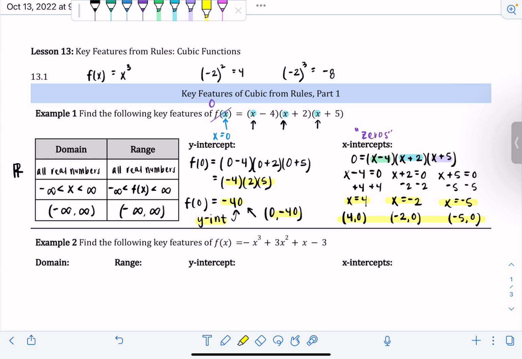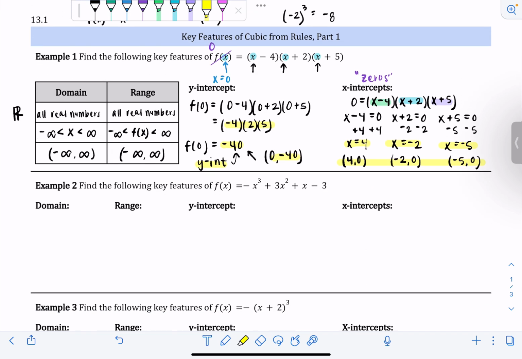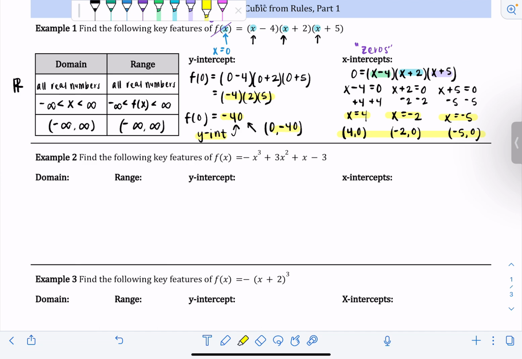Okay, and then moving down to example 2, find the following key features of f of x equals negative x cubed plus 3x squared plus x minus 3. So same stuff, domain and range. For any cubic function, which this is because the highest power of x is a 3, unless it's a word problem where it's providing you with context, the domain and range will always be all real numbers. So I'm just going to write it in interval notation, which is the one with parentheses. So domain, it's all real numbers, so negative infinity to positive infinity. Same thing with range, negative infinity to positive infinity.